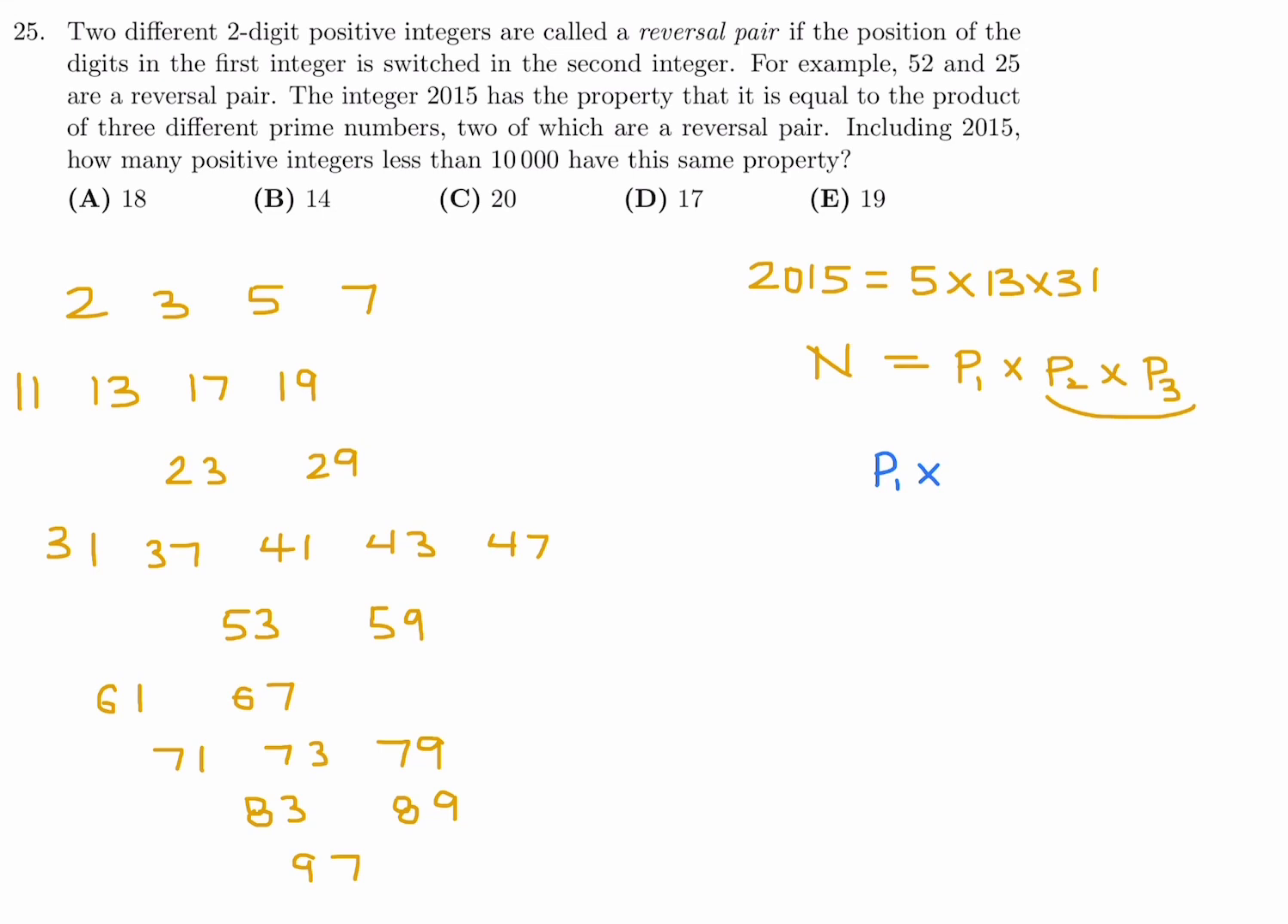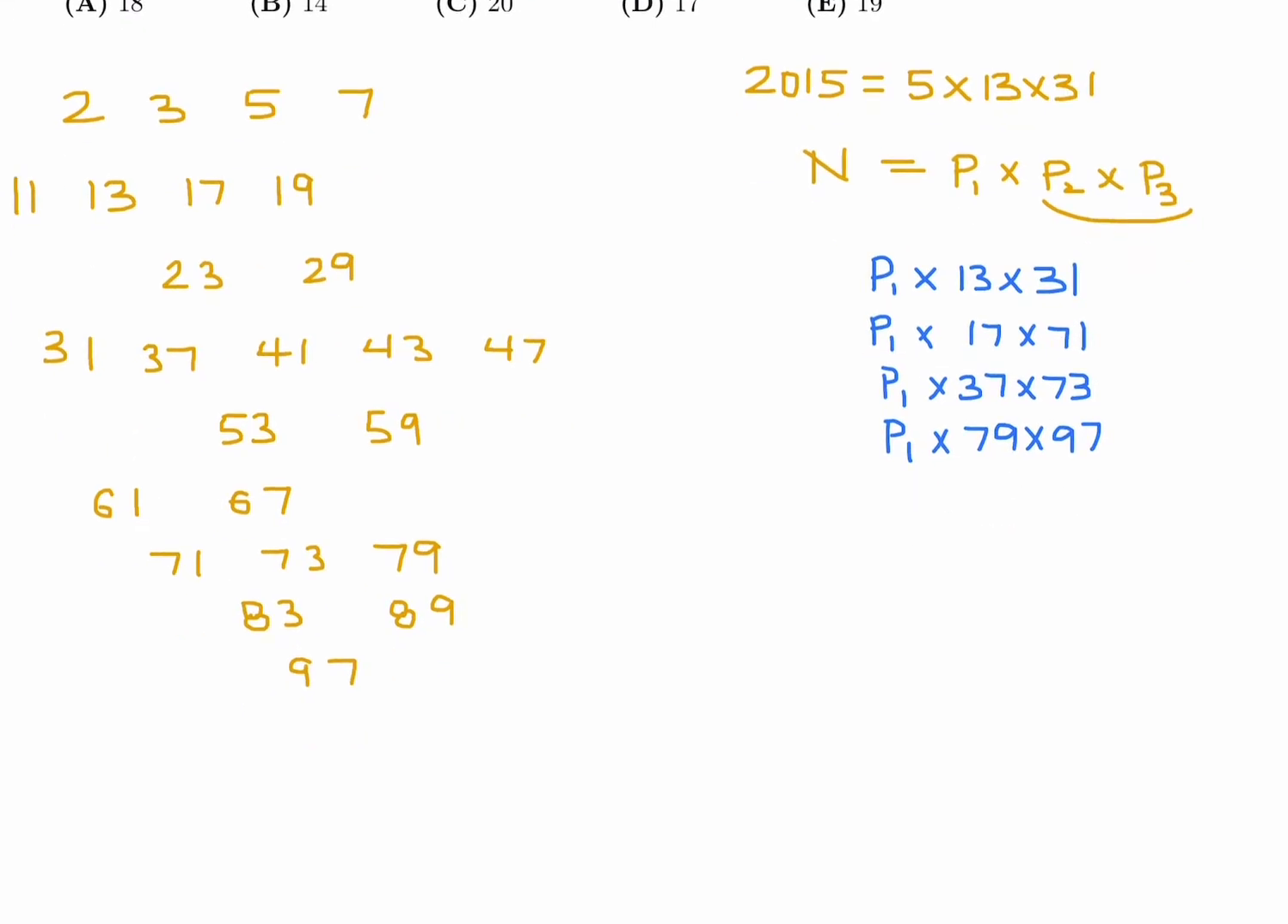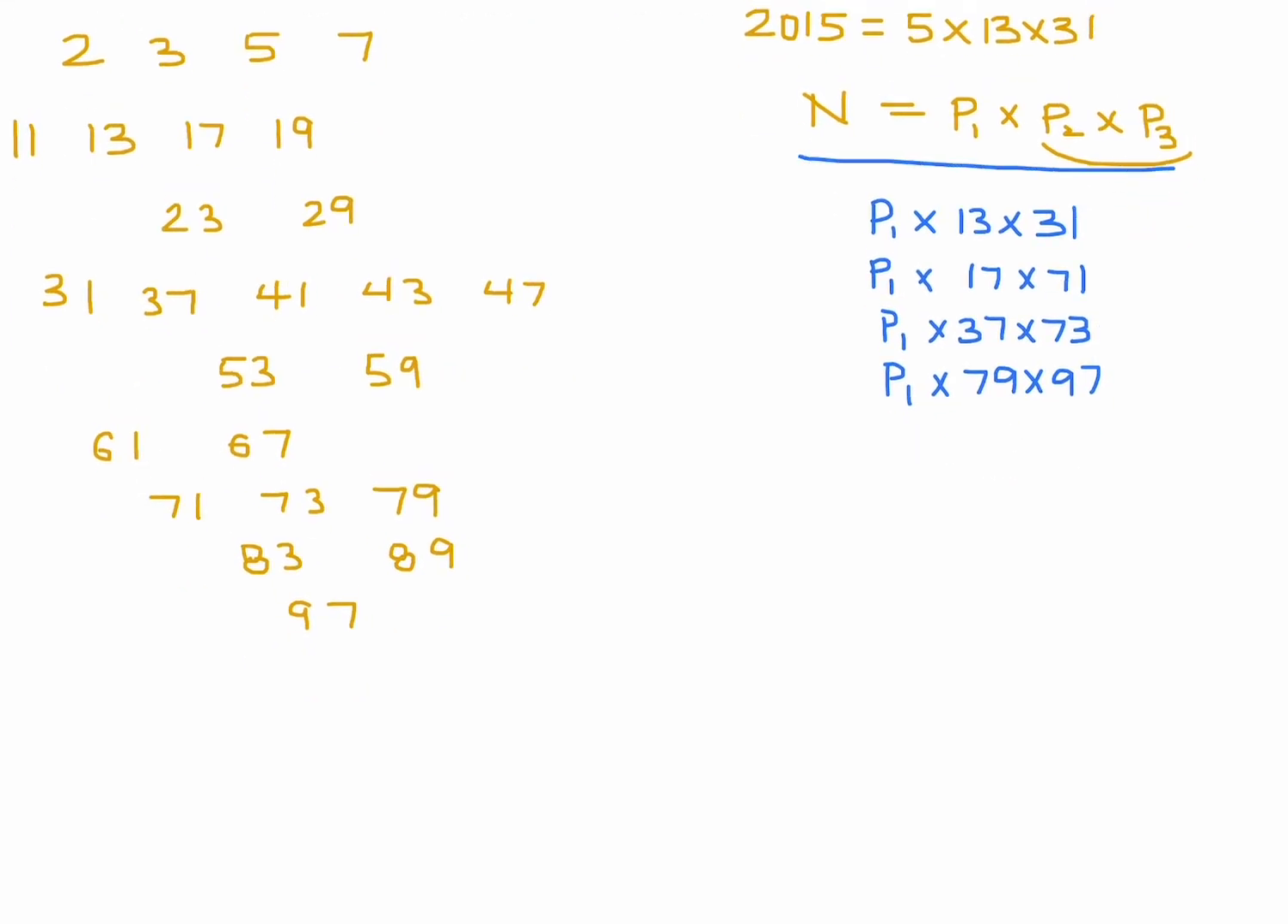Now let's list our reversal pairs. 13 and 31. Looking entirely at this list right here, what two numbers are reversals of each other? Another one from that list is 17 and 71. Another one from that list would be 37 and 73. And I believe there's one more that I can get, and that's 79 and 97. So these ones would fit. And that would allow us to create this sort of a scenario.